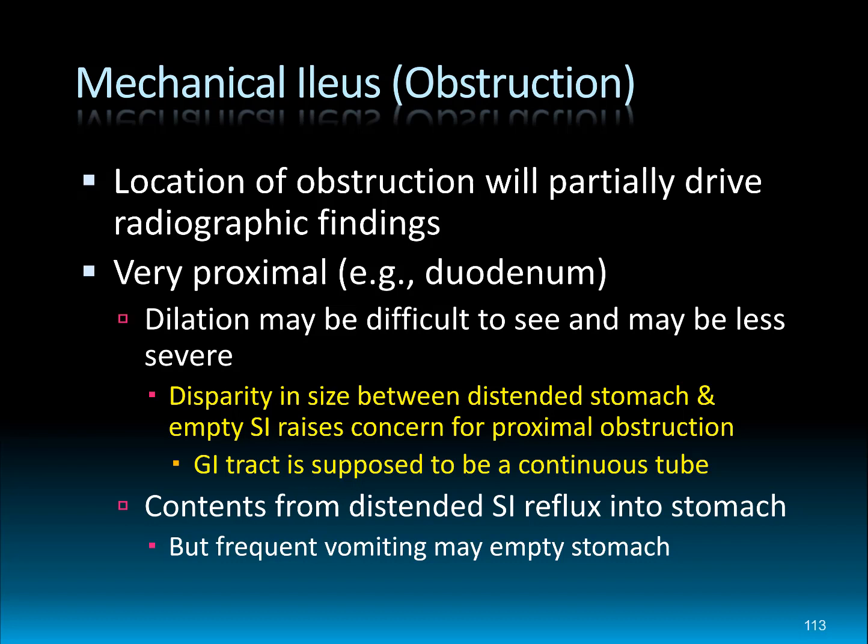I do look at, though, disparity between stomach and an empty small intestine. When I see a giant stomach in a patient who's vomiting and the small intestine's pretty empty, that always raises concern for either a pyloric outflow obstruction or a proximal duodenal obstruction, because the GI tract should be a big tube. And so if one thing is full, everything should get kind of full. And so if one thing is full and everything else is empty, there has to be some reason why there's not appropriate passage. And it could be functional, but I always get concerned about a relatively proximal obstruction when I see that.